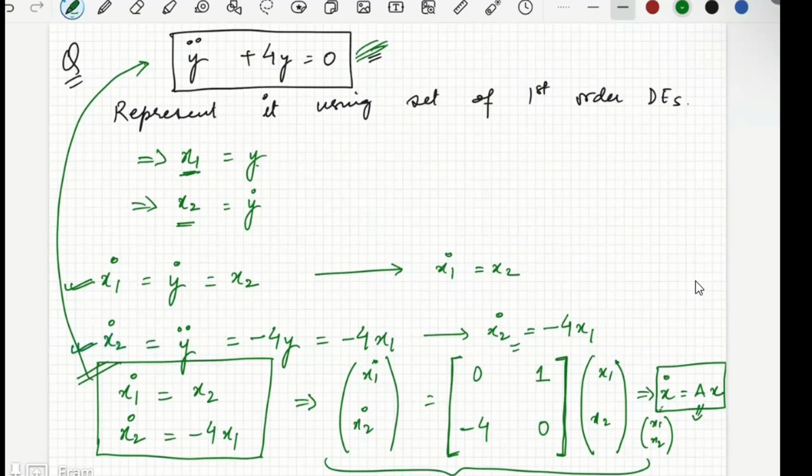But in some cases, it can be a time varying matrix also. And in some other cases, we have some extra term over here also. We call that a forcing term. So that system is called a forced differential equation, or we call it a non-homogeneous differential equation also.